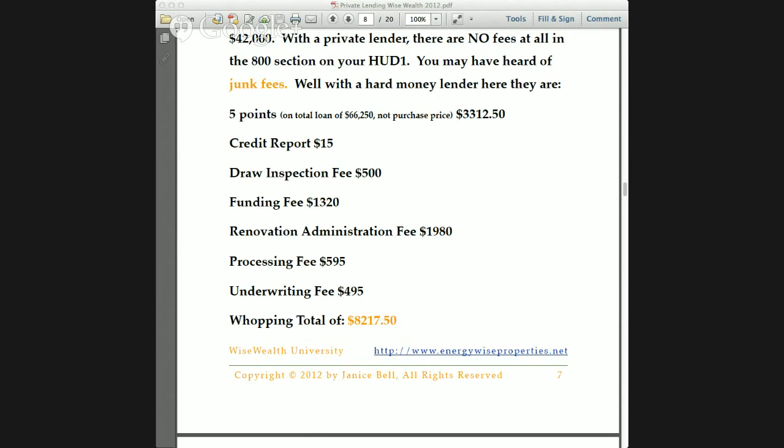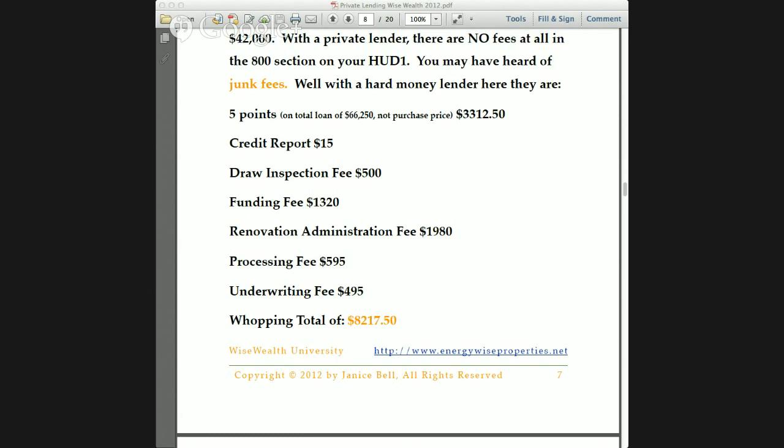The first one would be points. They definitely add on points. Now, the points are not just on the purchase price, but they're on the total loan. So sometimes the loan involves the rehab money as well as some purchase money. So they're going to have 5 points on there.